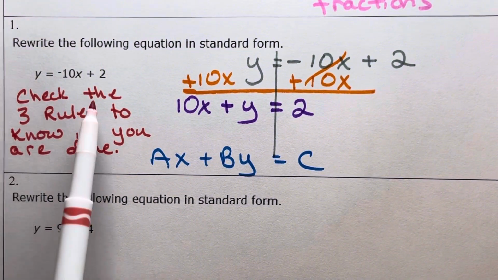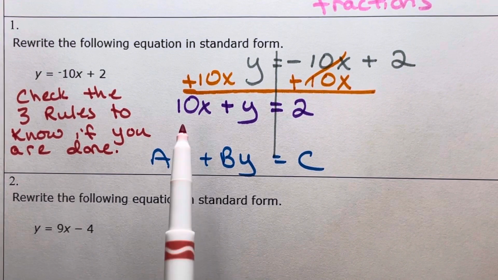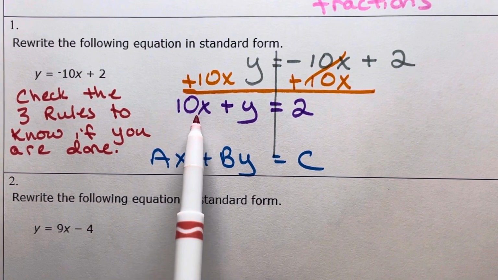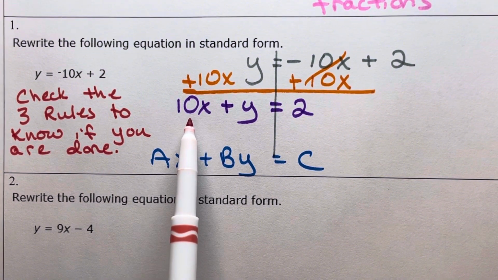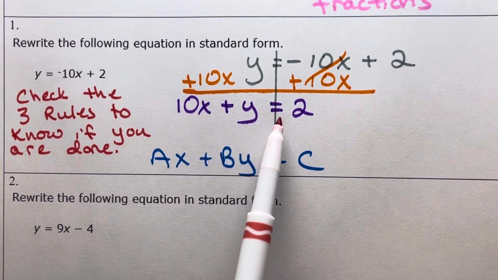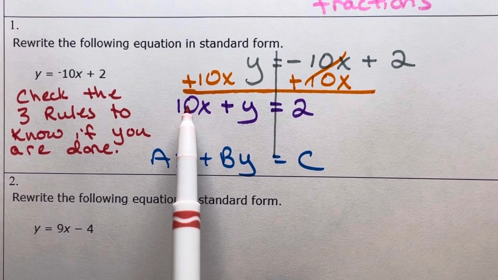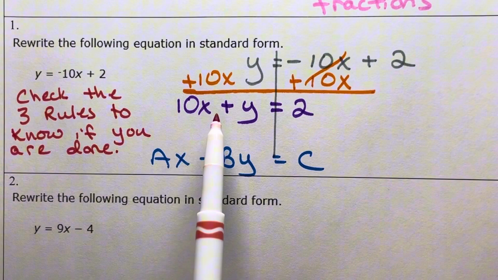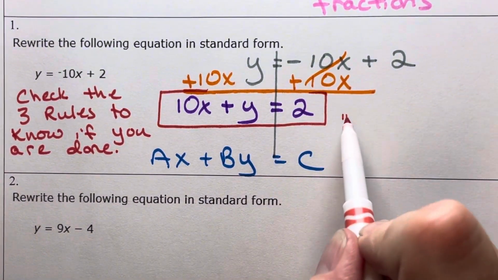So we have to check the 3 rules to know if you're done with this process. So let's review. Rule number 1 was that x must be first. Yes, it is. It's the very first term. The second rule was that x has to be positive, and this 10x is positive. Good. And the third rule is that there can be no decimals or fractions anywhere in the equation. So this is set. We are in the format of ax plus by equals c. 10x plus y equals 2. So yes, this is now in standard form. And there you go.